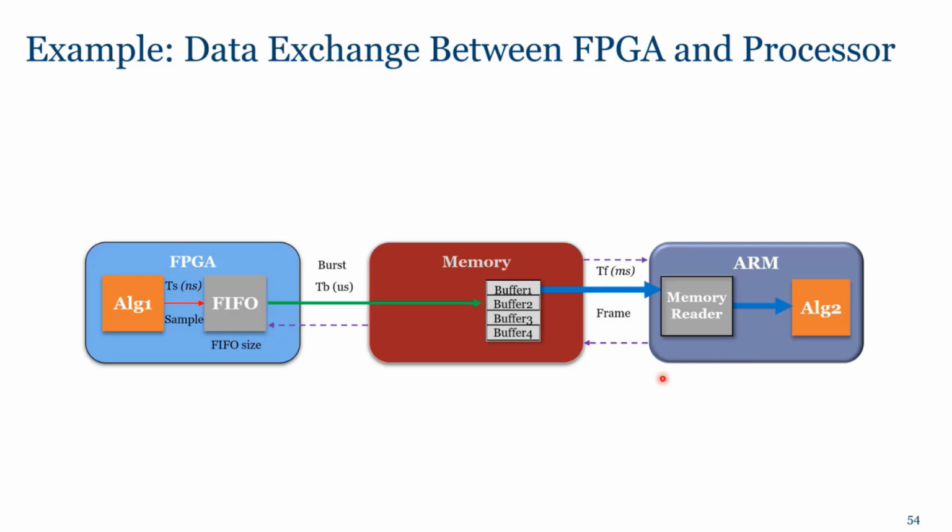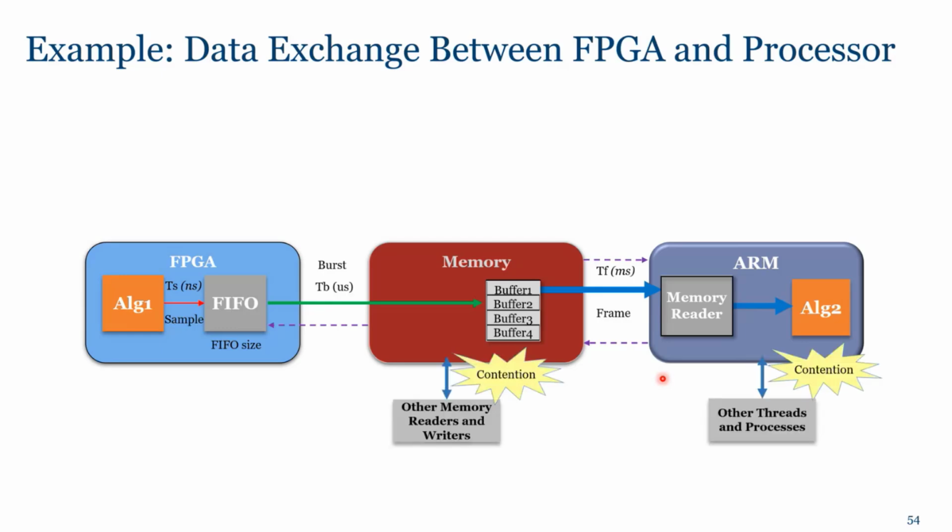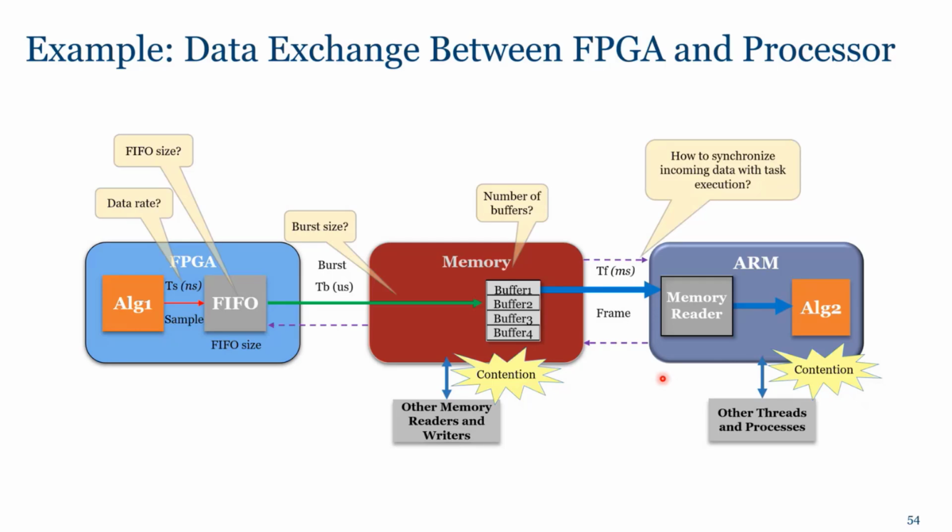So we have to decide on a variety of design parameters, like, for example, the memory readers and writers. If needed, we need to see the data rate, the FIFO size in the FPGA part, how to synchronize incoming data with task execution on the processor side, how many buffers we need in the memory, and so on. So what we are trying to resolve here is to prevent the contentions that could happen on the memory and the ARM processor part.